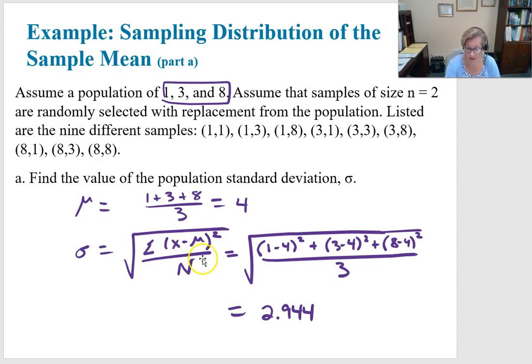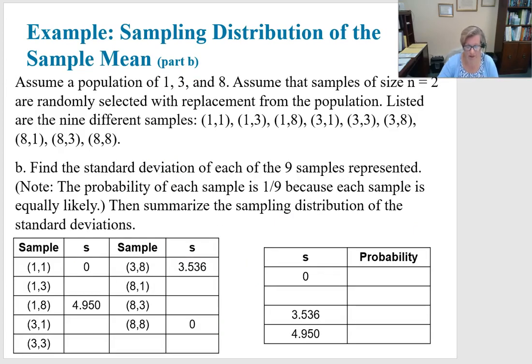All right, so this is our mean for our population. This is the standard deviation of our population. So far, so good, nothing major, nothing crazy. Okay. Part B of this question. Find the standard deviation for each of the 9 samples. And this is where it starts to get a little crazy, right? Because we've got 9 samples to do this for.